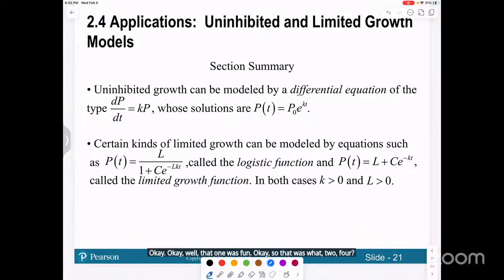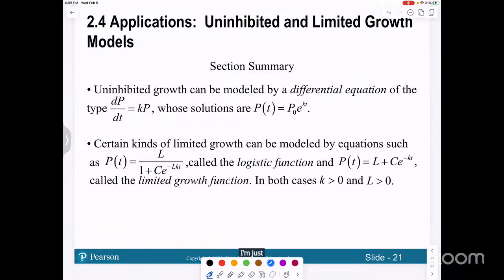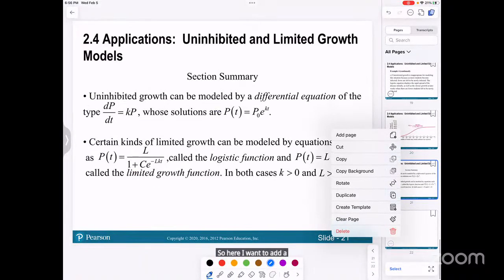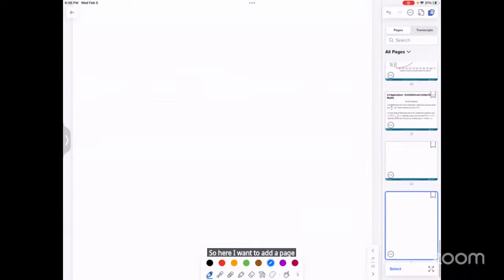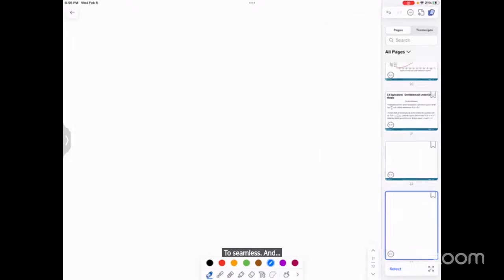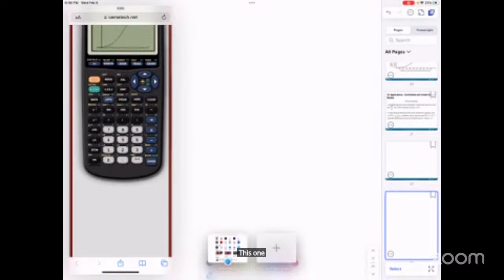Let's take at least 10 or 15 minutes to go through as much of the corresponding homework as we can. Just trying to think how I want to do this. I'll just add it on to the end of this. So here I want to add a page. And we're going to change the view to seamless. And it's going to give me a little bit of a hard time. This one, let me pull up my.